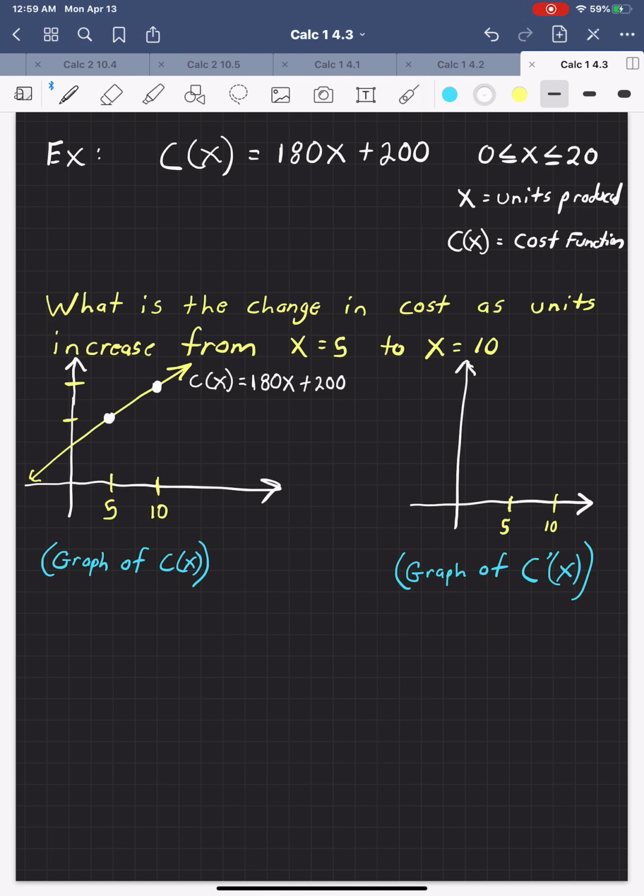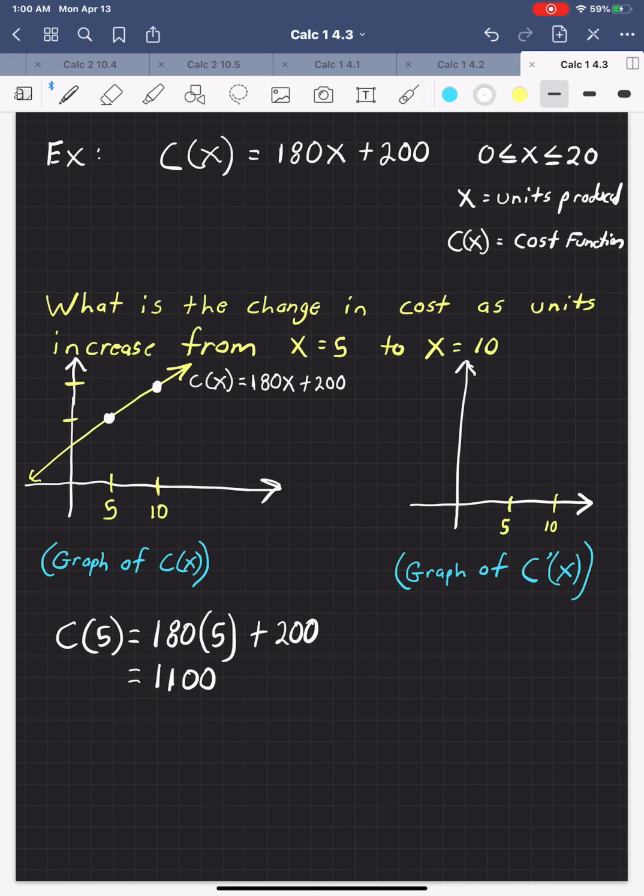Okay, so right now, let's assume that you're producing stuff and selling it on eBay. And right now you are producing 5 units. So let's find the cost for producing 5 units. Well, C of 5 would be 180 multiplied by 5 plus 200. Okay, so in this case, if we grab our calculator, let's figure out what that is. 180 times 5 plus 200, I think that's going to be 1,100.